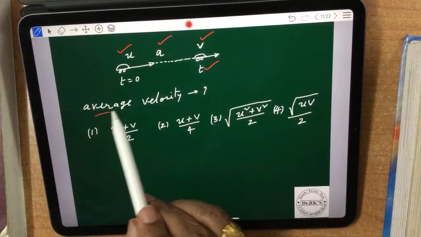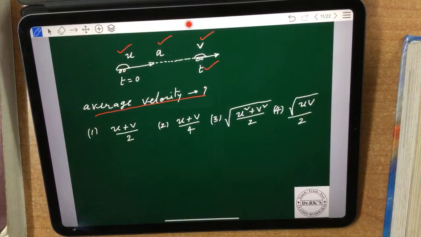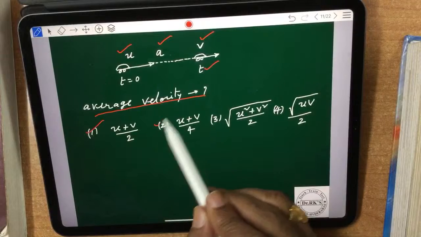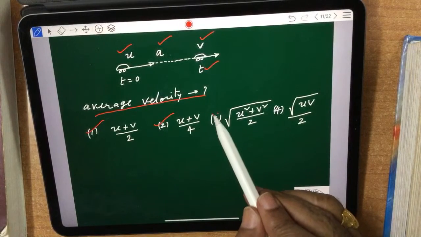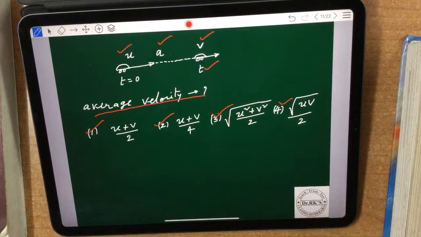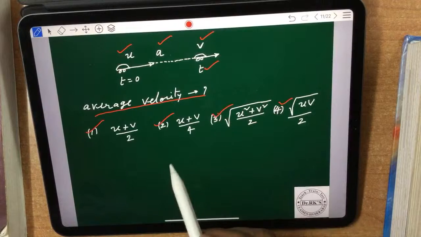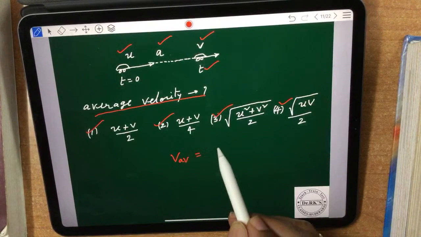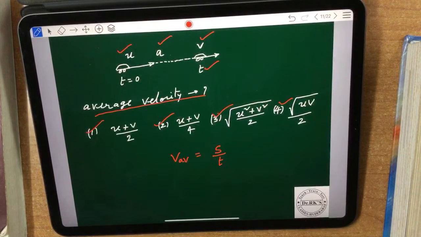What is the average velocity for the journey? It may be u plus v by 2, u plus v by 4, root of u square plus v square by 2, or root of uv by 2. Okay? It is very simple. Average velocity is equal to total displacement by total time.